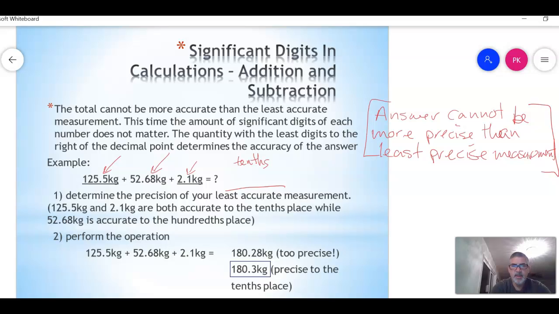Right, so if I add these up on my calculator, this is what I get. And that is too precise. So again, I'm going to round to the tenth, so my 8 will round up. I'll get 180.3 kilograms. Right, so this is precise to the tenths.